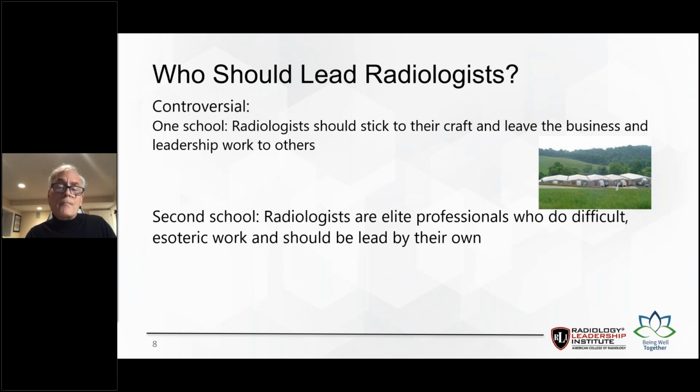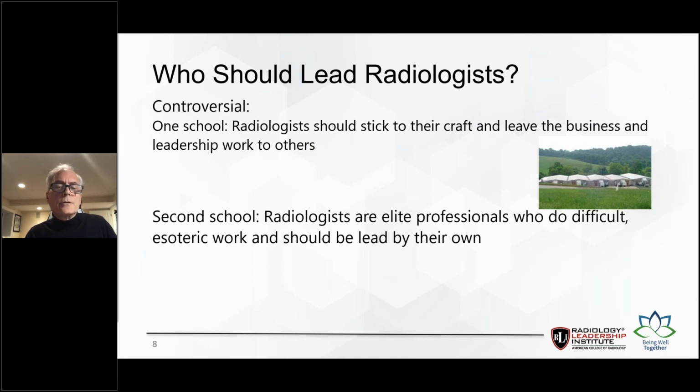I just had to name it because we can't raise hands or do a call out here. But how do you make mushrooms? You keep them in the dark and you put manure on them. And that's kind of what this school is all about: this notion that this leadership stuff is not really for radiologists.